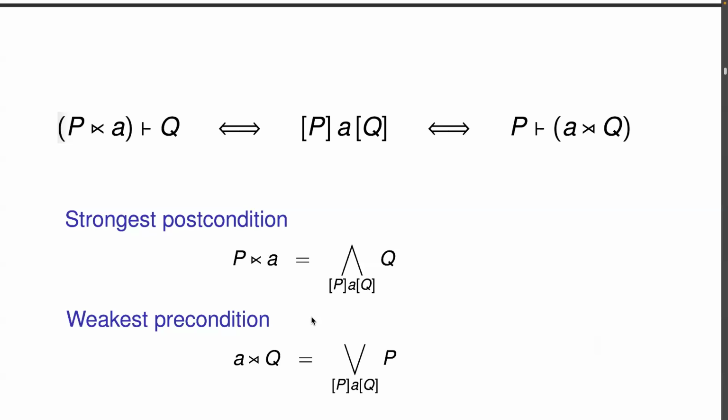Why? Well, there I calculate the strongest post condition. How do I get it? Well, I take the conjunction, the and of all the possible post conditions which are guaranteed, which arise after running A in the environment which satisfies P.